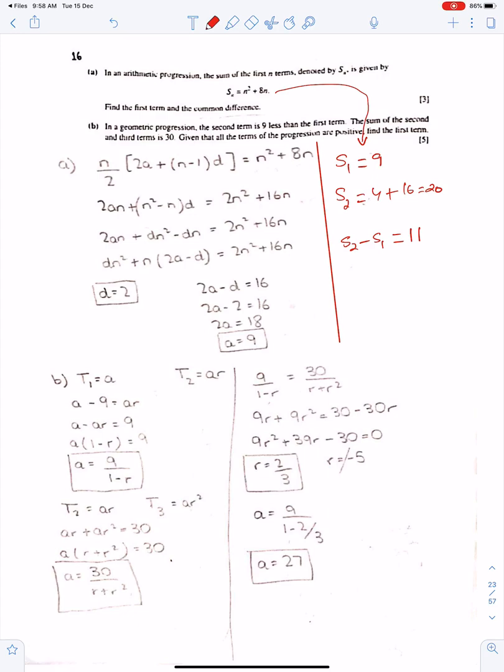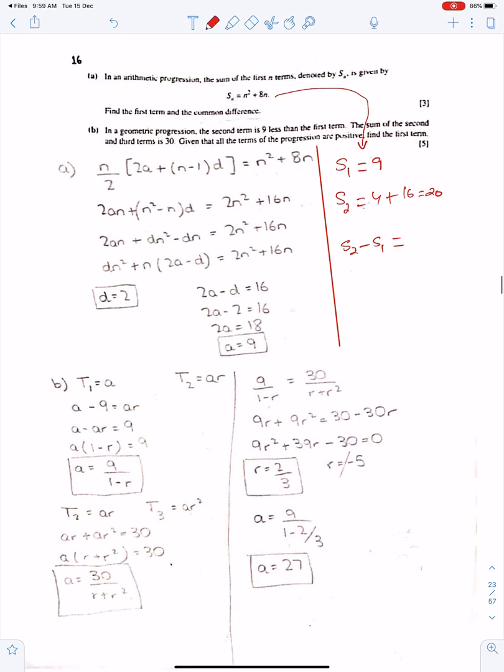Let me check this. S1 is 9, S2 minus S1 is 11. This is right. So S1 means 9, means A is 9. So this is the second term. S2 minus S1 means what? Let me first explain this thing. S2 minus S1 will give you T2. So 20 minus 9 will give you T2, the second term, which is 11. And T1, we already have found T1. T1 was 9. So D is T2 minus T1, which is, I guess, 2, and A is 9.